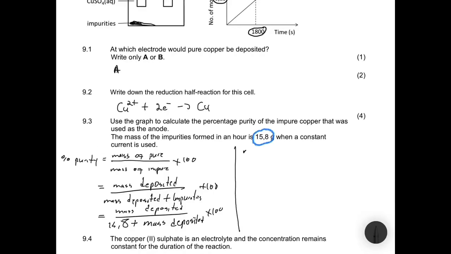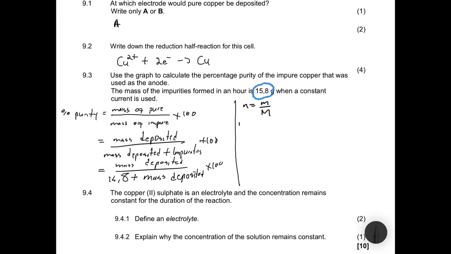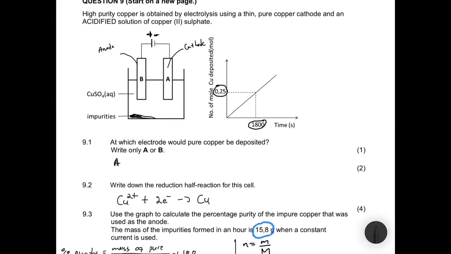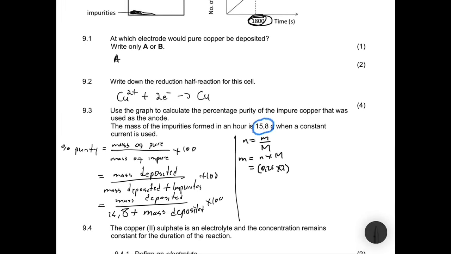So now we can say that the number of moles is equal to mass divided by molar mass. So we're looking for the mass, so we're gonna say the number of moles multiplied by the molar mass. What is the number of moles? The number of moles in an hour will be 0.25 multiplied by 2, right? We are given the number of moles in 30 minutes. We want the number of moles in an hour, so we simply multiply by 2. And then the molar mass of copper is 63.5, and when you multiply that by 0.5, you get 31.75 grams, right?